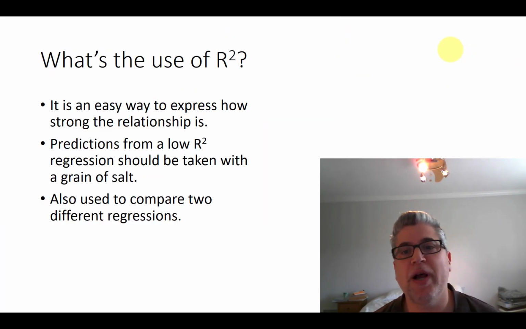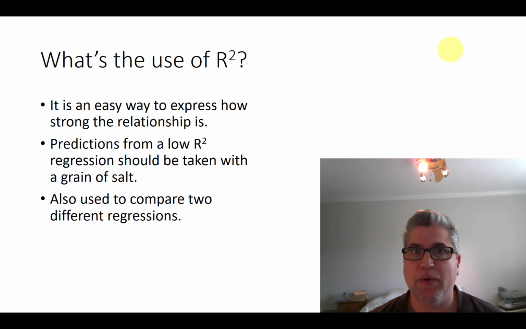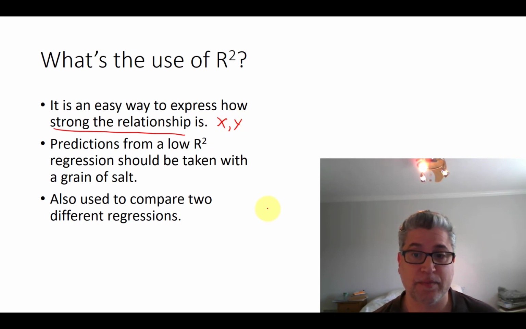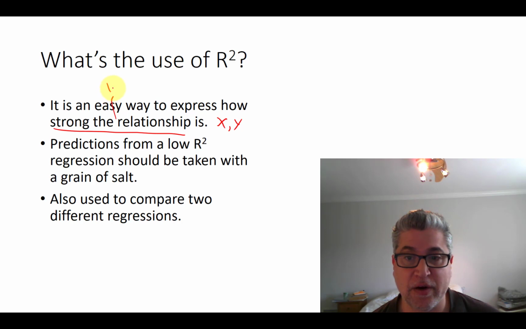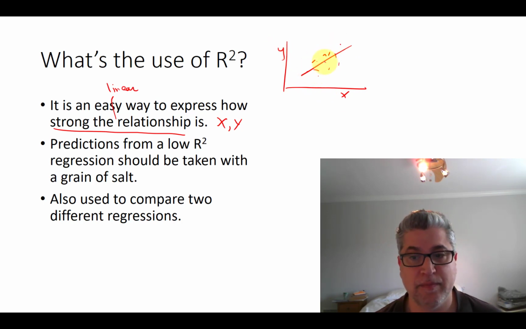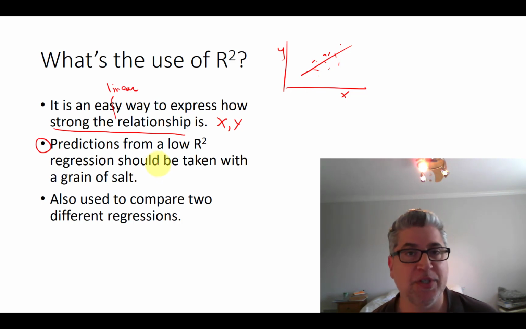So finally, and just to summarize, what's the use of knowing the R squared? It's an automatically reported statistic that's useful. It helps us express in just one simple number, one percentage, how strong the relationship is between your X variable and your Y variable. So it's the strength of the linear relationship between X and Y. It also tells you whether you should actually take too much stock in a prediction from a particular regression model.